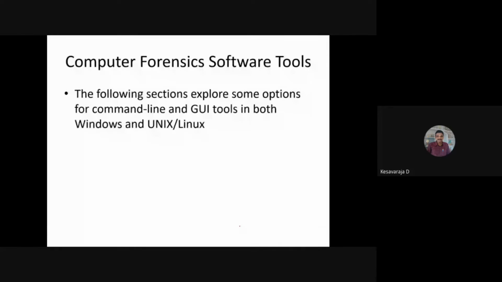The software tools are categorized into two types. One is called CLI, that is command line based interface. The second is termed GUI, graphical user interface. So the first one is CLI based, command line based, and the second one is GUI based interface.